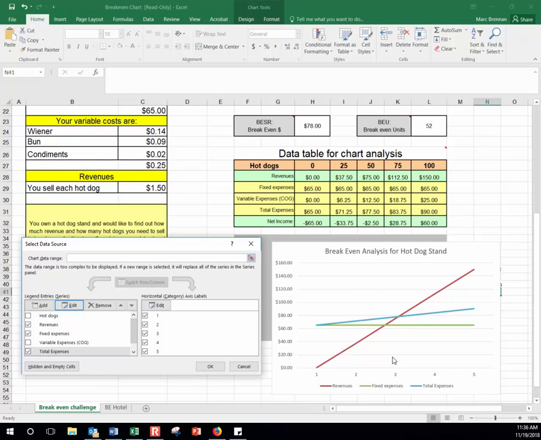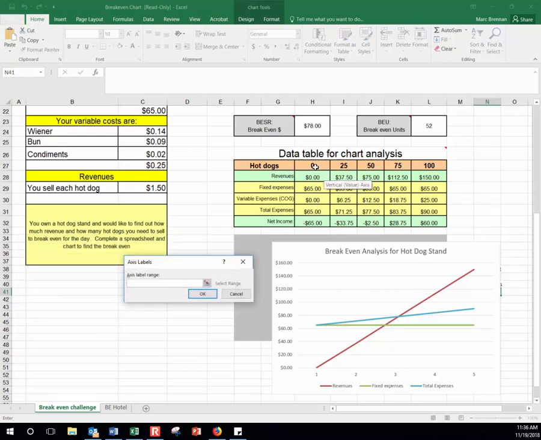Even if you refer back to your managerial accounting e-text, you'll see a chart that looks like this. There's only one last thing, and it goes 1, 2, 3, 4, 5. Actually, this should be really the revenues over how many hot dogs we sell. So our horizontal axis, we're going to click on Edit, and we're just going to highlight for our label range our 0 to 100.